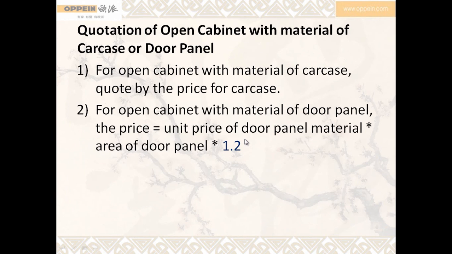Quotation of open cabinet with material of carcass or door panel. There are two cases. The first case, for open cabinet with material of carcass, quote by the price for carcass. The second case, for open cabinet with material of door panel, the price equals the unit price of door panel material multiplied by the area of door panel multiplied by 1.2.